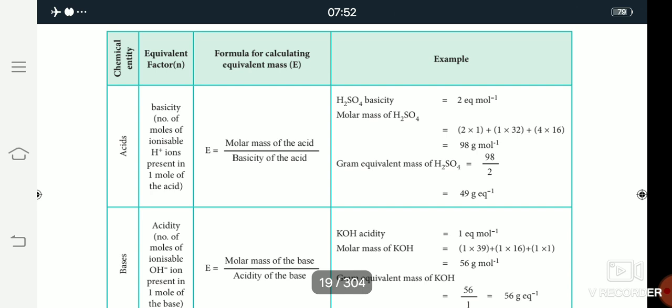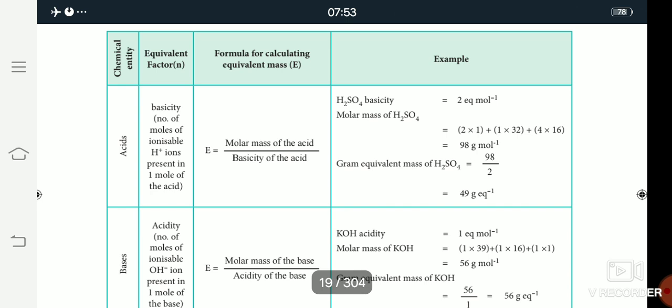So in the formula for equivalent mass of an acid, equivalent mass is E. E is equal to molar mass of the acid divided by basicity of the acid. All the chemical formulas you study must be studied thoroughly, then they are useful for the calculations. So E is equal to molar mass of the acid divided by basicity of the acid.